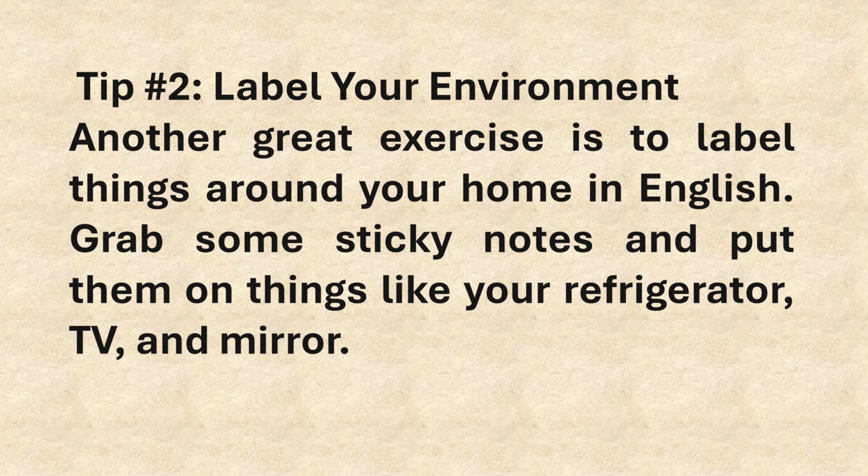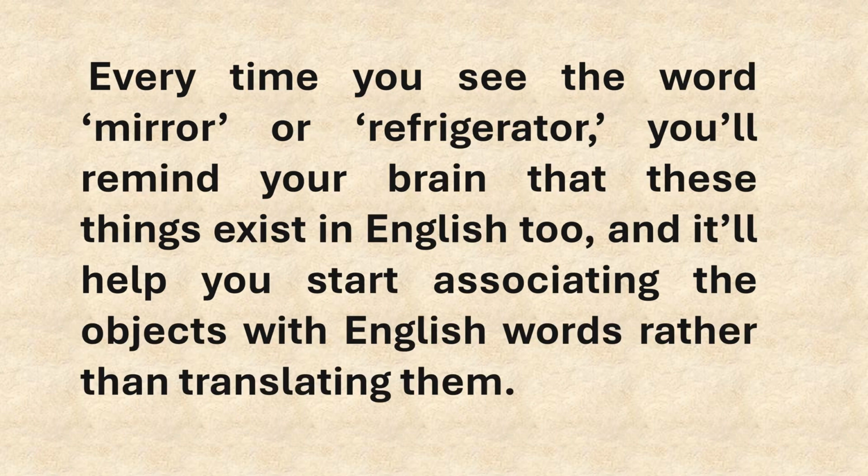Tip number 2. Label your environment. Another great exercise is to label things around your home in English. Grab some sticky notes and put them on things like your refrigerator, TV, and mirror. Every time you see the word mirror or refrigerator, you'll remind your brain that these things exist in English too, and it'll help you start associating the objects with English words rather than translating them.